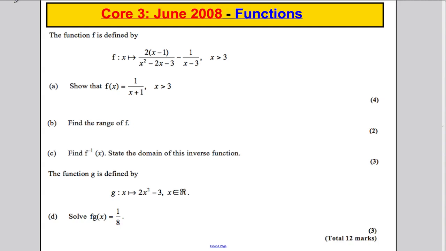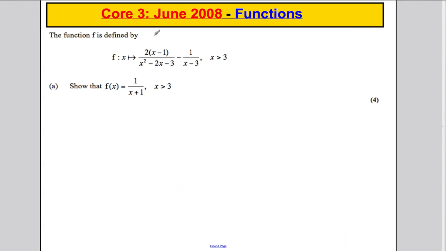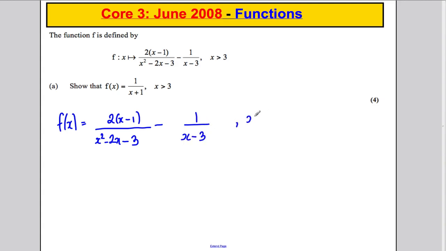Okay, next question, pause, have a go. Right, going through this, here's our function, show f of x is equal to this. Well, we've got f of x is equal to 2x subtract 1 over x squared subtract 2x subtract 3, subtract 1 over x subtract 3. And we're told x has to be bigger than 3.